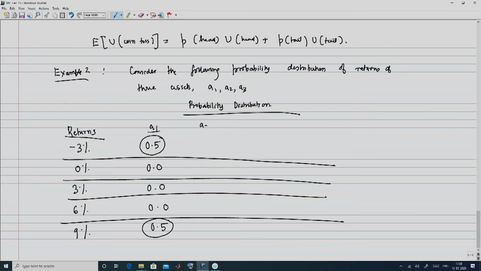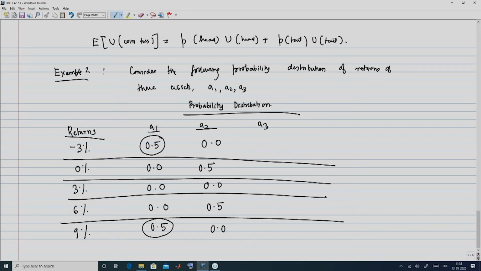So, this is like a binomial model. For asset A1, minus 3% has a probability of 0.5, then 0% return comes with a probability of 0, 3% return comes with a probability of 0, 6% return comes with a probability of 0, and 9% return comes with a probability of 0.5.